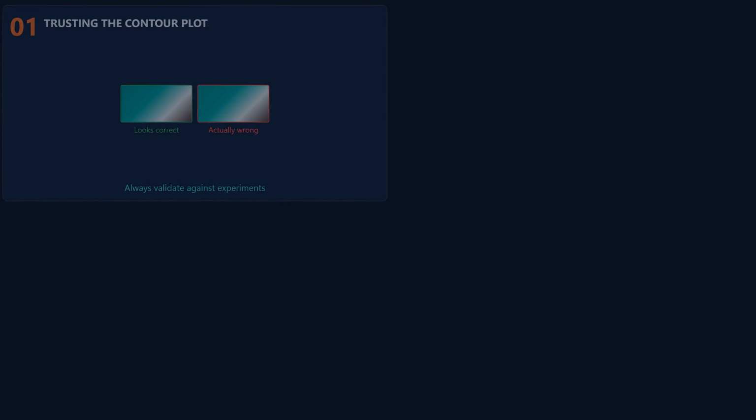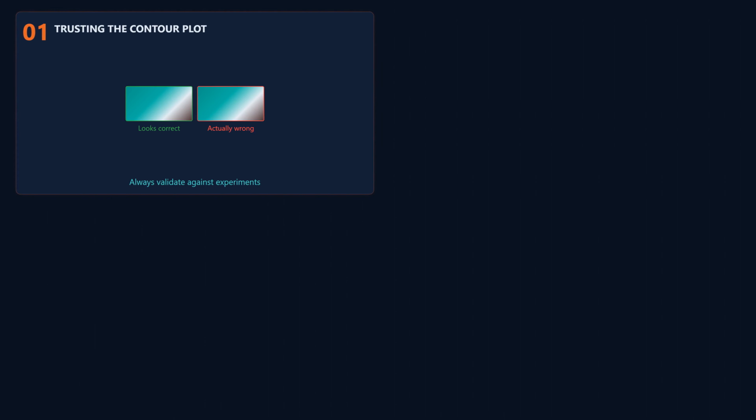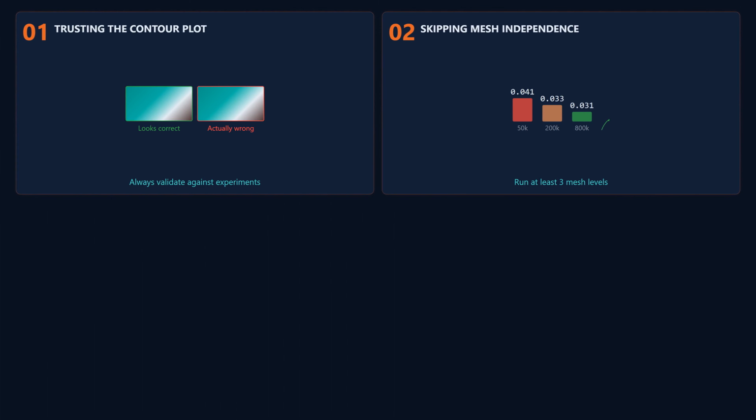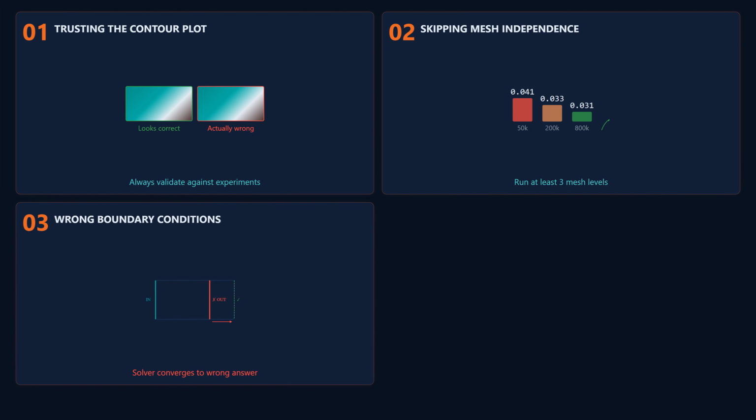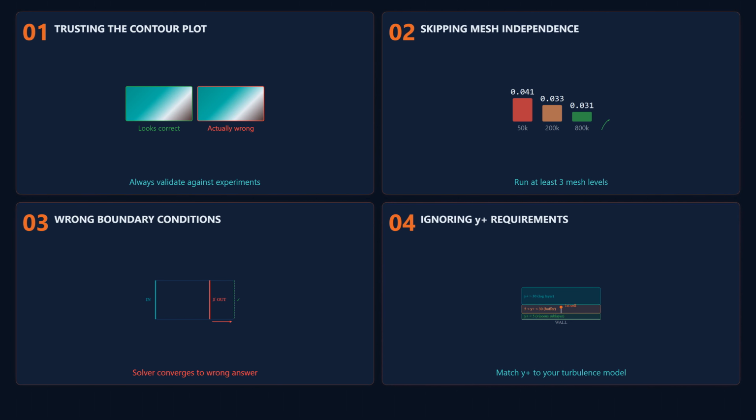Pitfall 1: Trusting the contour plot. A beautiful velocity field doesn't mean a correct one. Always validate against experiments. Pitfall 2: Skipping mesh independence. If your answer changes when you refine the mesh, it depends on your mesh, not the physics. Run at least 3 levels.